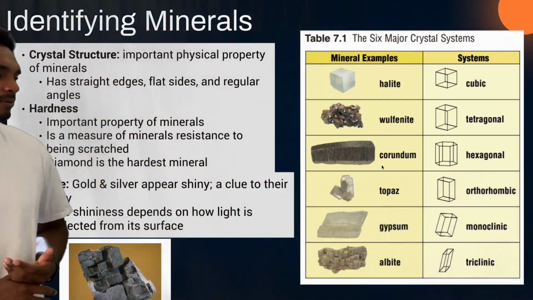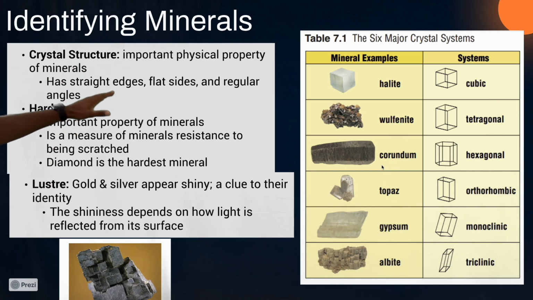How do we identify minerals? Well, check this out. Let's look at crystal structure. All right, you have hardness, which is the important property of minerals. It's a measure of minerals' resistance to being scratched. Diamond, my Minecraft guys out there, shout out to them once again, know that diamond is the hardest material.